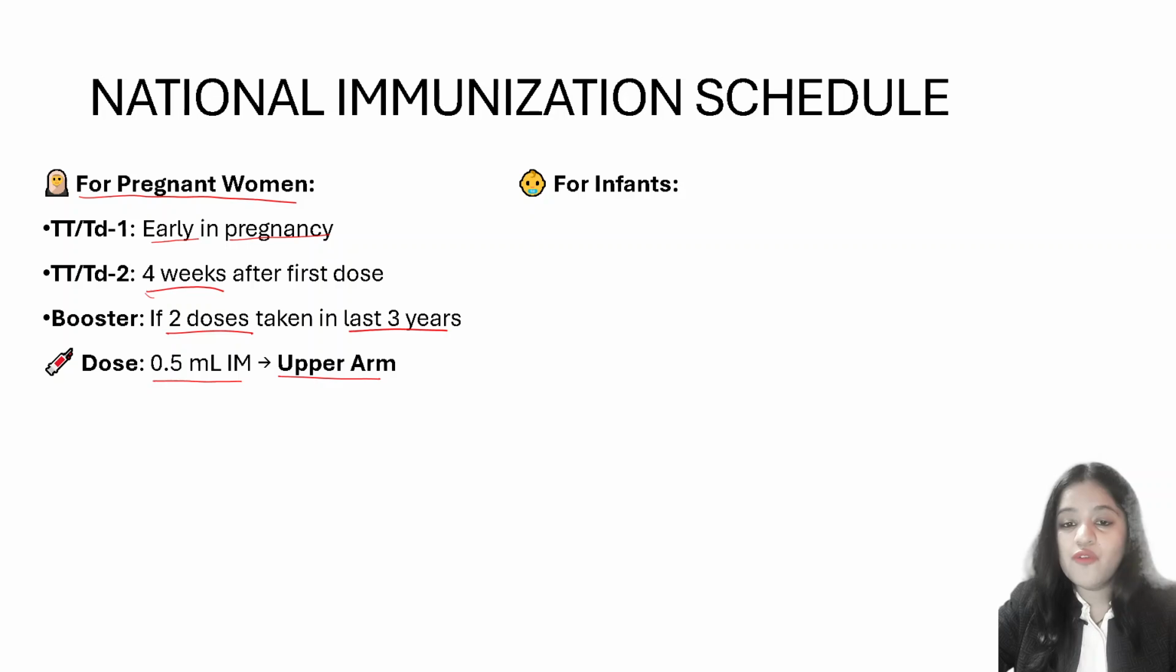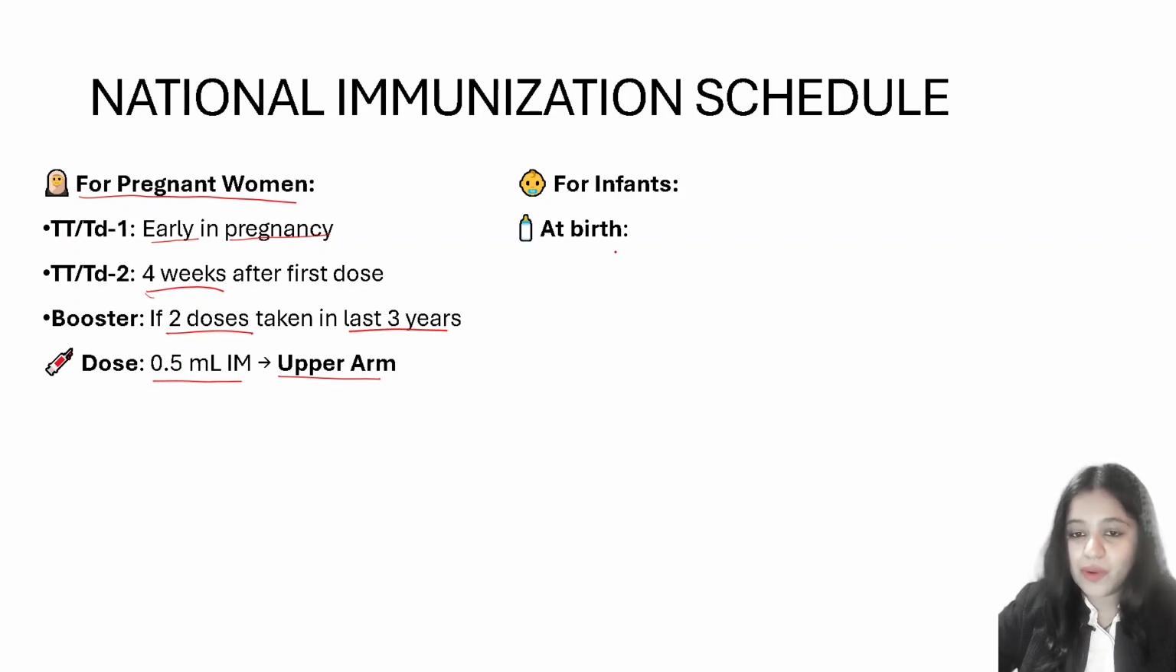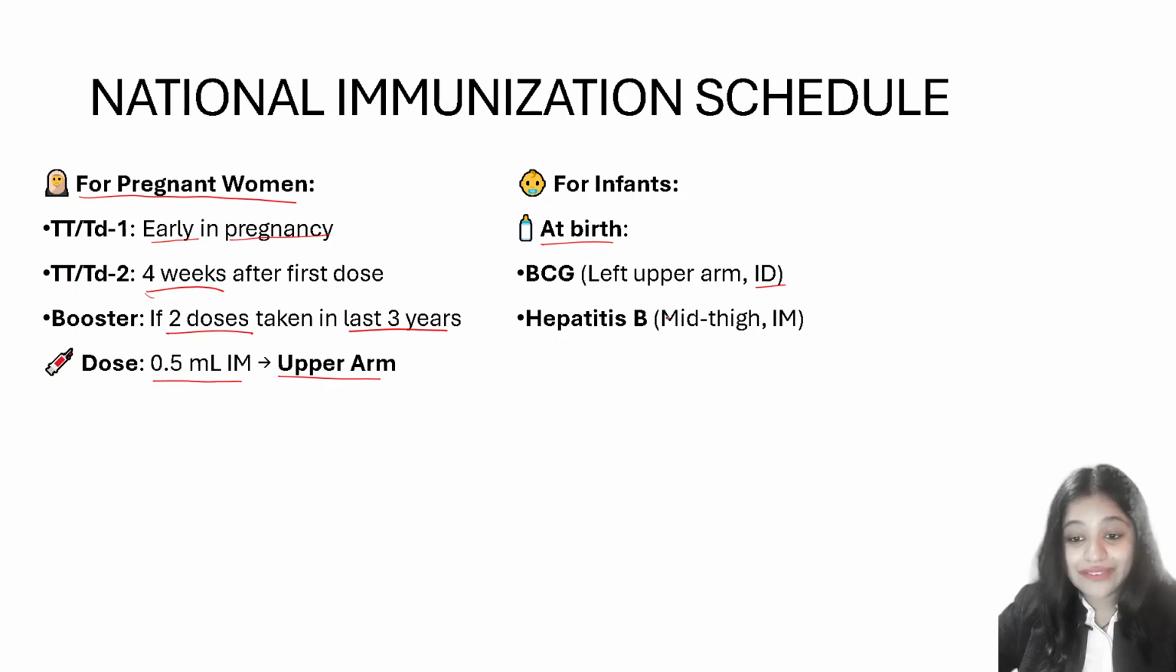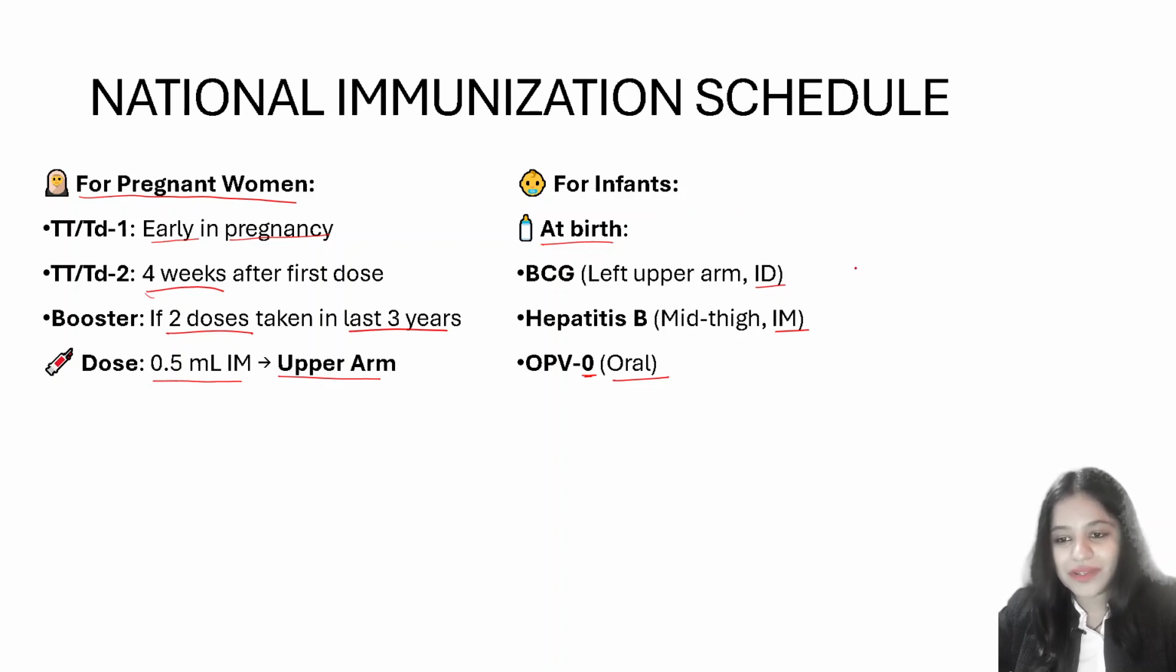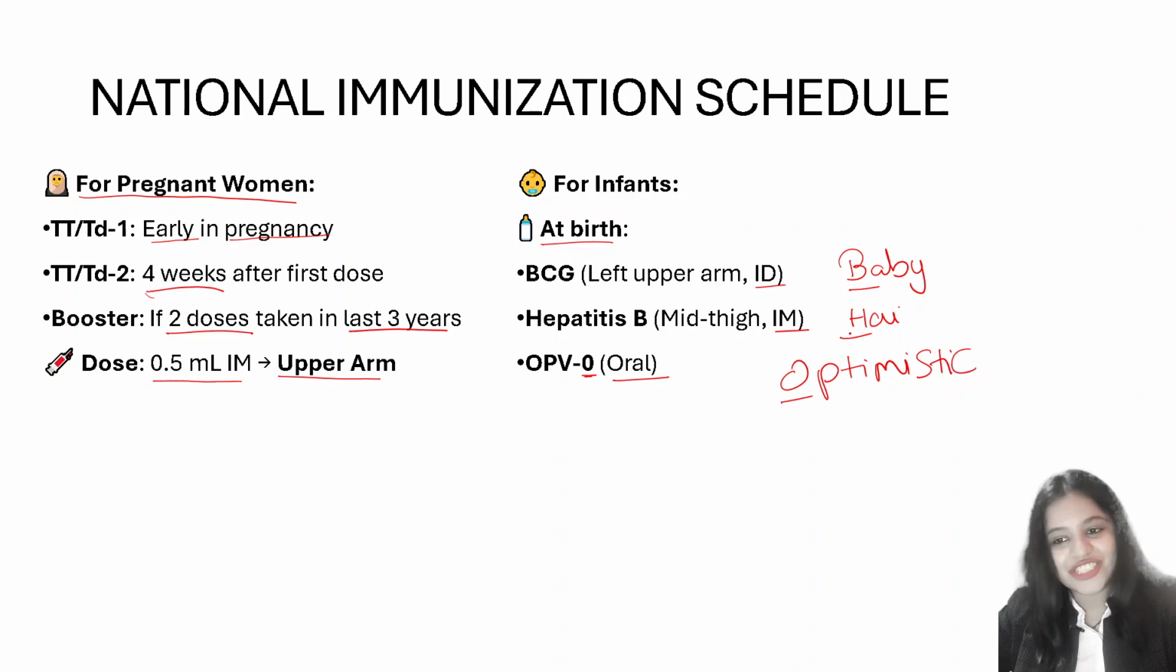Clear? Now, for infants, we'll start at birth. So, for infants at birth, what do we give? First, we give BCG, intradermal. Then we give hepatitis B, intramuscular, and OPV, that is the zero dose of oral polio vaccine. Now, if you have trouble remembering the at-birth vaccines, I have come up with a mnemonic. Kids are quite optimistic, right? Especially when they are born, they are quite optimistic about life. So we can say this baby is optimistic, right? B for BCG, H for hepatitis B and O for oral polio vaccine.